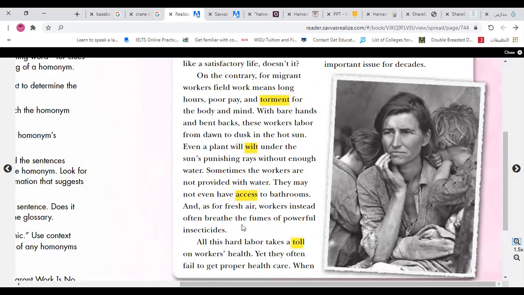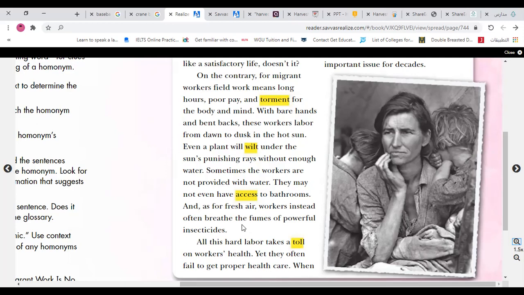Torment means torture. It means so much pain, torment, ta'zib, which is the word in Arabic. So torment has another word in English. We call it torture. This is a synonym for torment. So torment and torture mean the same thing, which means to expose a person to a lot of pain, to make him suffer a lot of pain.